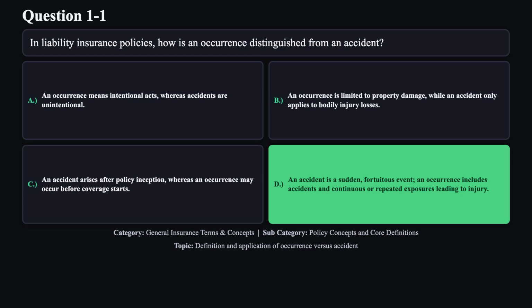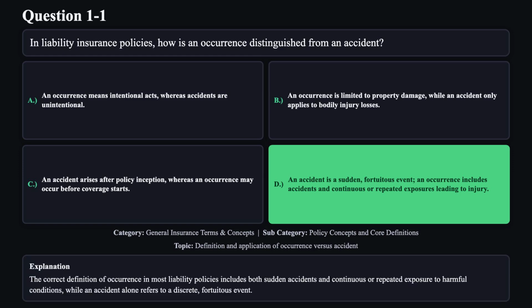The correct answer is D. The correct definition of occurrence in most liability policies includes both sudden accidents and continuous or repeated exposure to harmful conditions, while an accident alone refers to a discrete, fortuitous event.